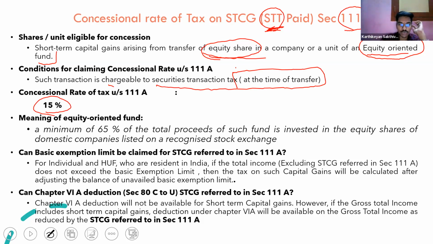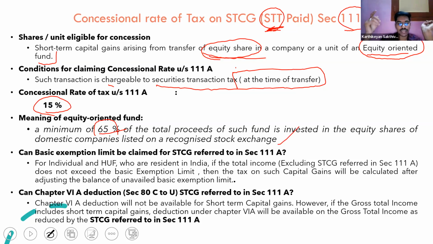So as far as 111A is concerned, an equity oriented mutual fund is one where, if 65% of the total proceeds is invested in the shares of a domestic company, it is known as an equity oriented mutual fund. You can easily check this in Money Control. Okay, so this point is done.